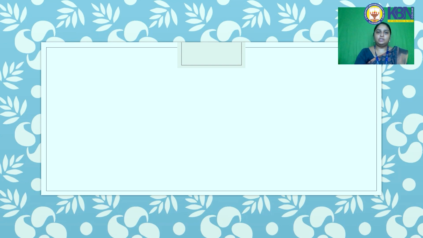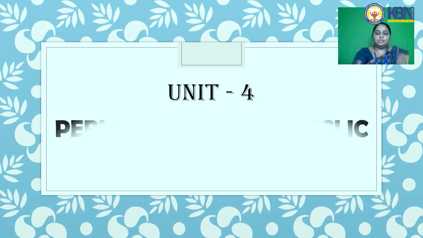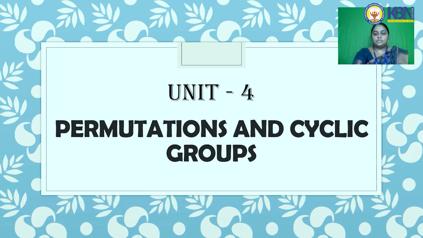Today I am going to teach a topic in abstract algebra, which is a syllabus for the second BSc mathematics students. In this session I am going to teach a topic from unit 4. The topic is permutation and cyclic groups. First of all, what is meant by permutation?